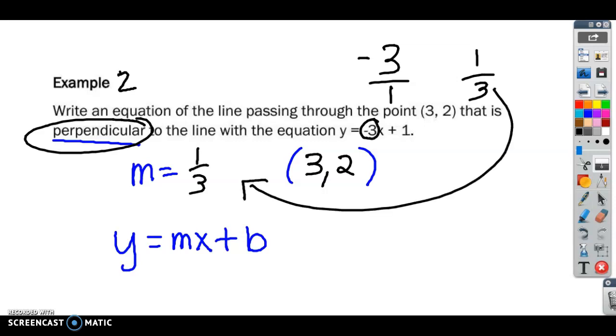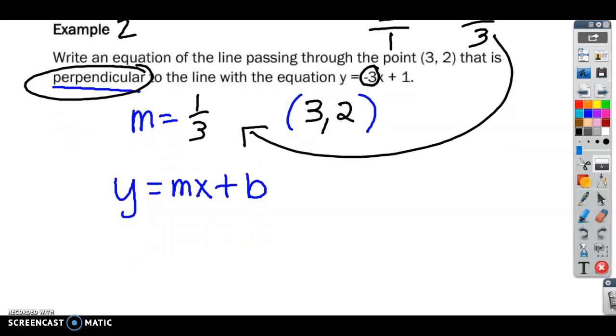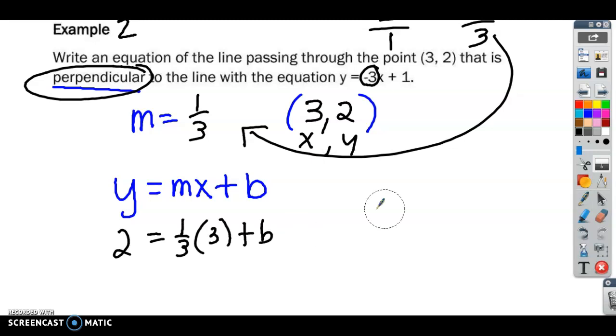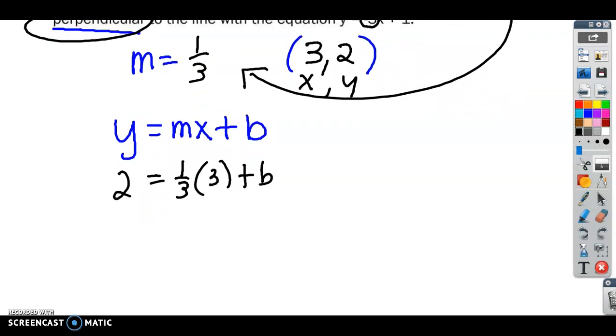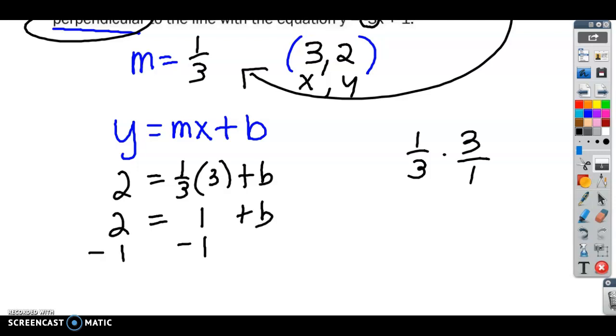And now I'm ready to plug those values in for m, x, and y. Remember, in an ordered pair, x is first and y is second. So 2 equals mx plus b. And if I'm going too fast ever, just go ahead and pause it or rewind it. So 1/3 times 3 is the same thing as 3 over 1. That's just going to be 3 over 3. That's just 1. So that is 2 equals 1 plus b. I'm getting b is 1.